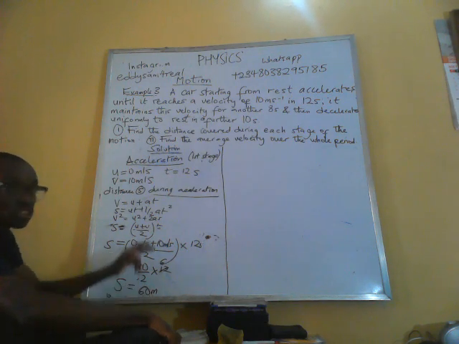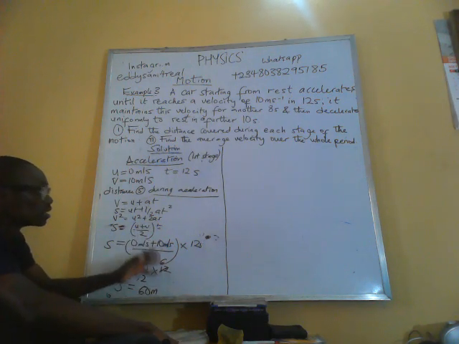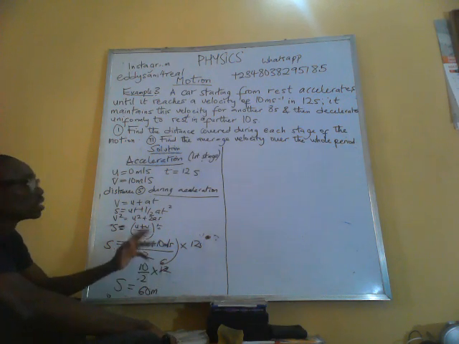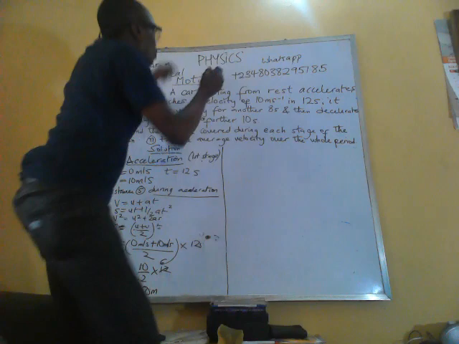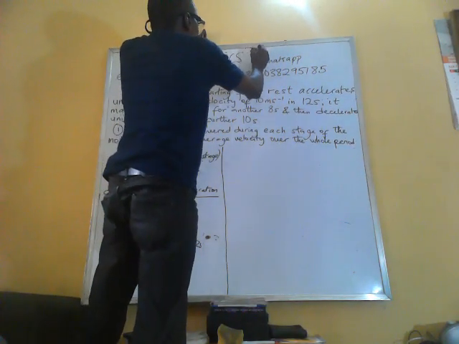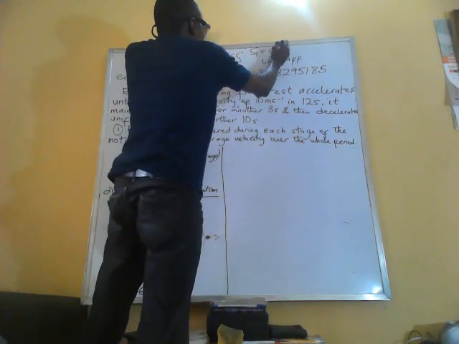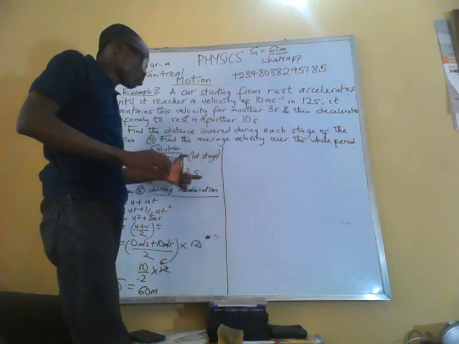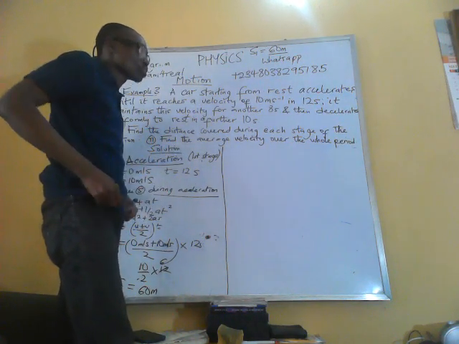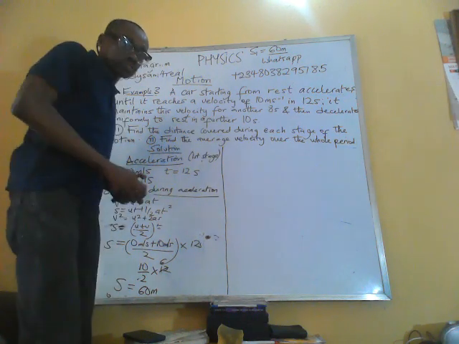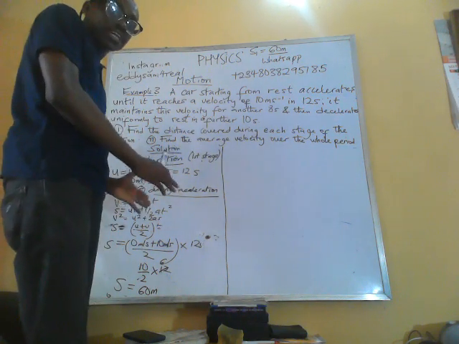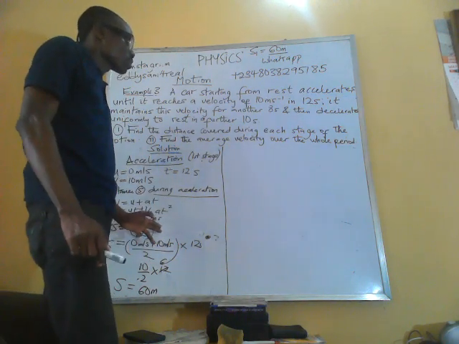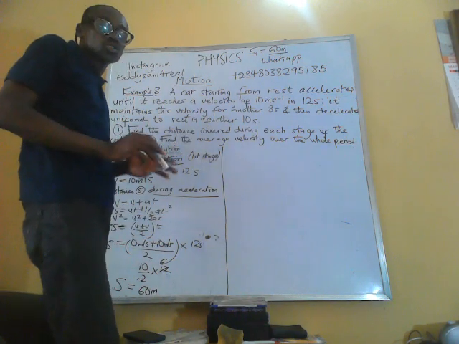The distance covered during the first part of the journey is what? 60 meters. So distance during first part of the journey is 60 meters. Let me put it up there in case I rub off this calculation. Okay. So I hope you are taking down notes. So this is just it right now. So now let's go to the second stage.